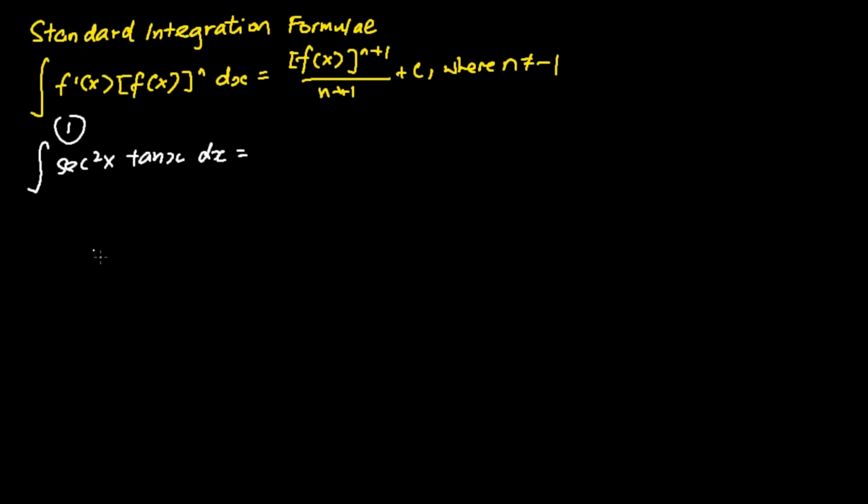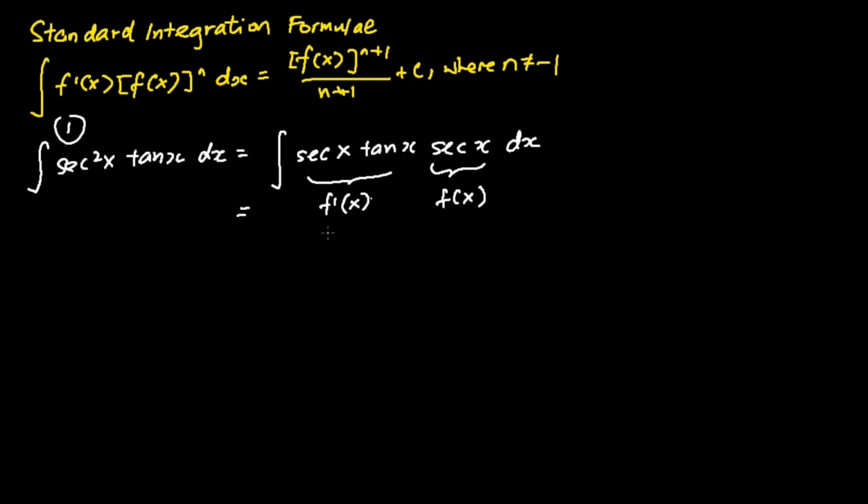The very first problem we have is the integration of secant square x tangent x dx. The first thing I'm going to do is restructure the secant square x tangent x into the following, which becomes the integration of secant x tangent x times secant x dx. Then from here I will be able to identify what is my f(x). In this case, my f(x) is secant x, and my f prime x is secant x tangent x. Basically, f prime x is just the differentiation of f(x). And my n in this case is 1, because my power of secant x is just 1.